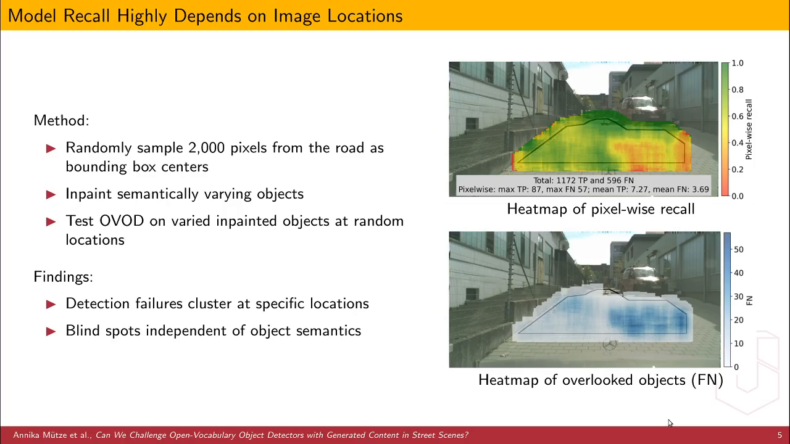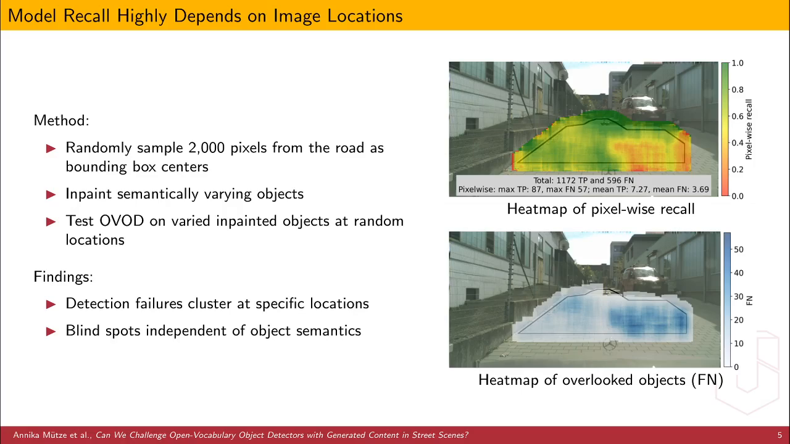Another interesting thing we found out is that the model recall highly depends on the image location. Based on our experiments, we found that some scenes seem to be easier than others, and so we investigated the location dependence a little bit more in depth.